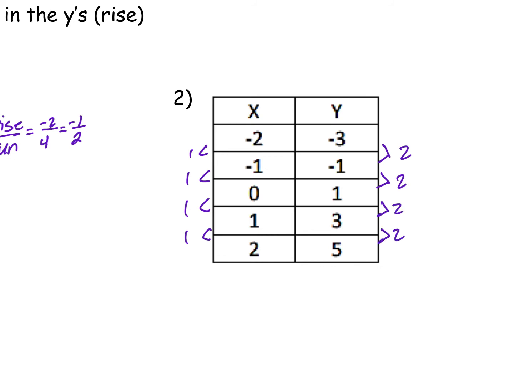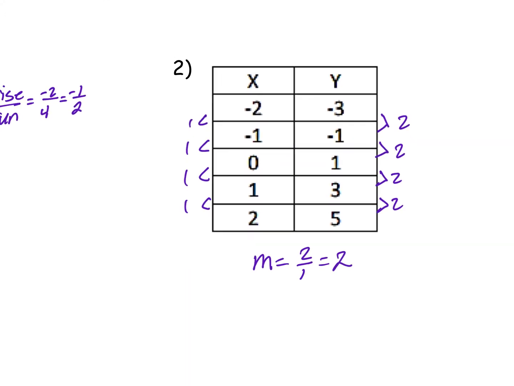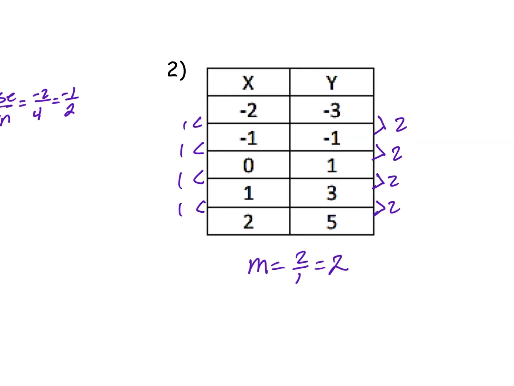Excuse me, what is my slope? 2 over 1, or what's 2 divided by 1? Just 2, right? That's all there is to finding a slope from a table. Does that make sense? Who doesn't understand that part? Everyone okay?